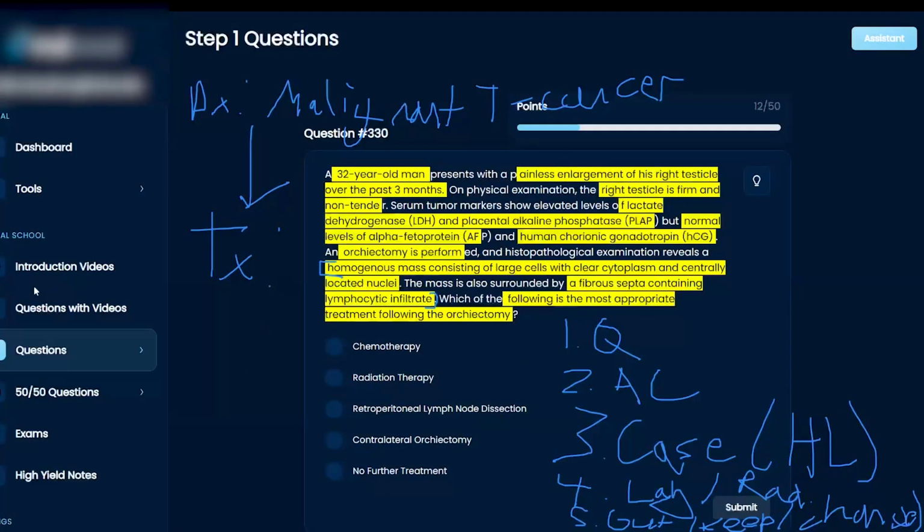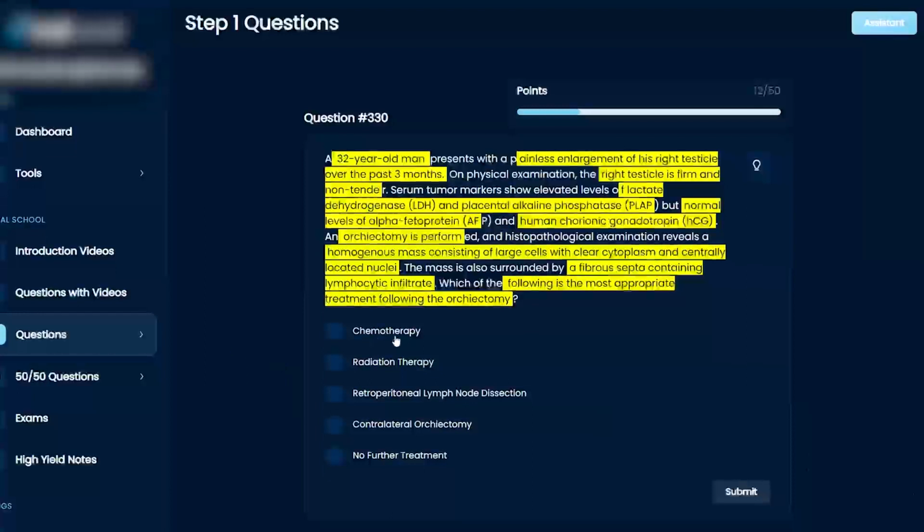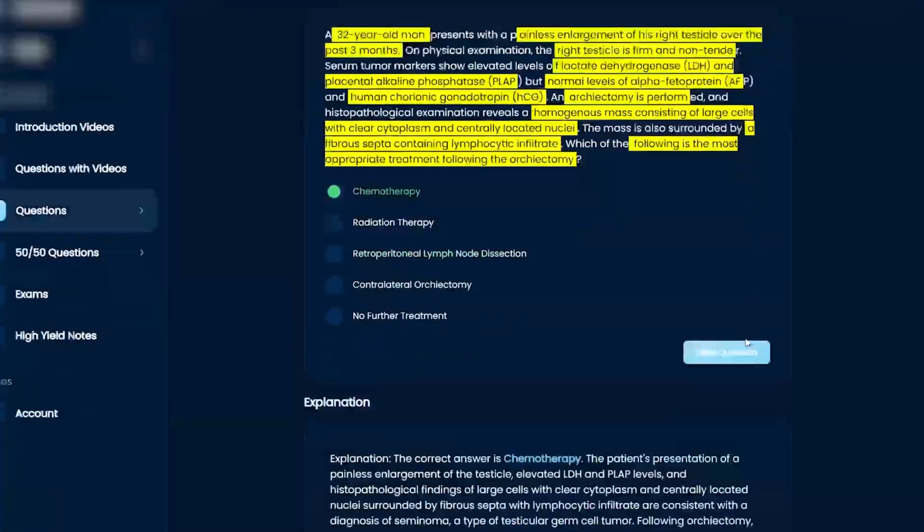I don't think it's D or E. I think it's either A, B, C. I'm just going to assume it's a seminoma-related thing, which would be chemo radiation, and I'm going to go with chemotherapy. Chemotherapy, sure. All right, perfect. So you got it right.